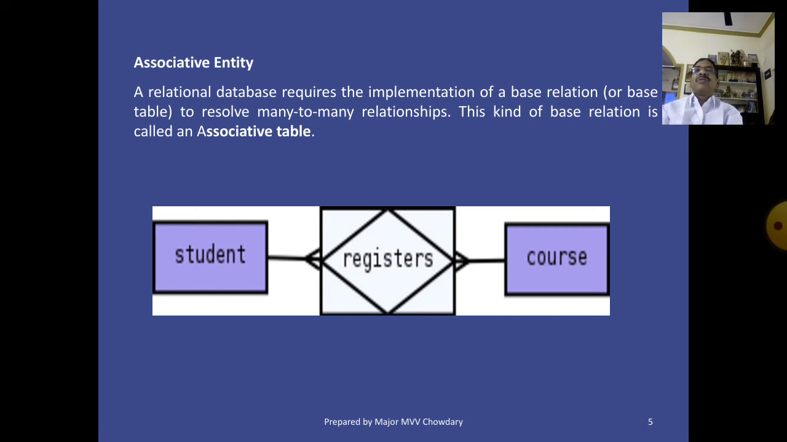A bridge or composite entity is composed of the primary keys of each of the entities to be connected. A composite entity is represented by a diamond shape within a rectangle in an ER diagram.